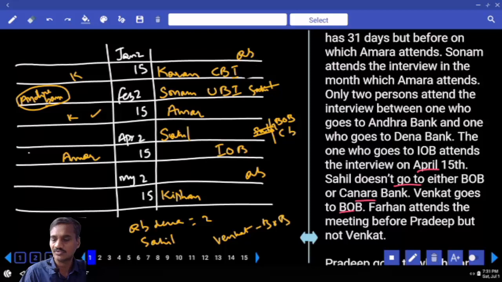The next one, Farhan attends the interview before Pradeep. Farhan before Pradeep but after Venkat. And hence we get Venkat, Farhan and Pradeep.